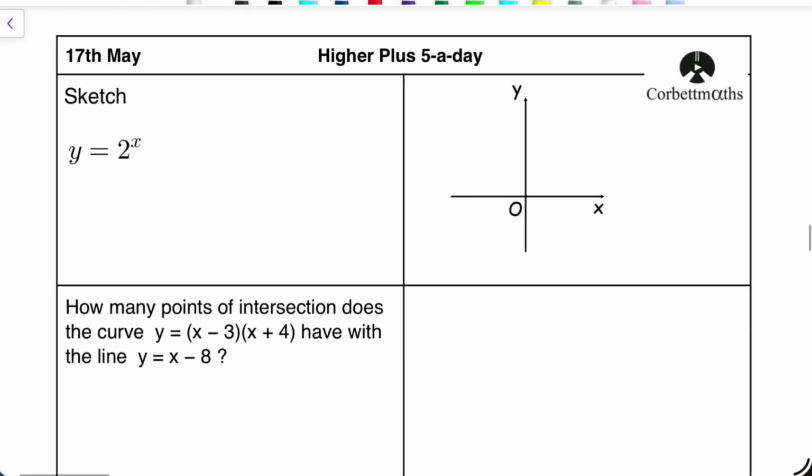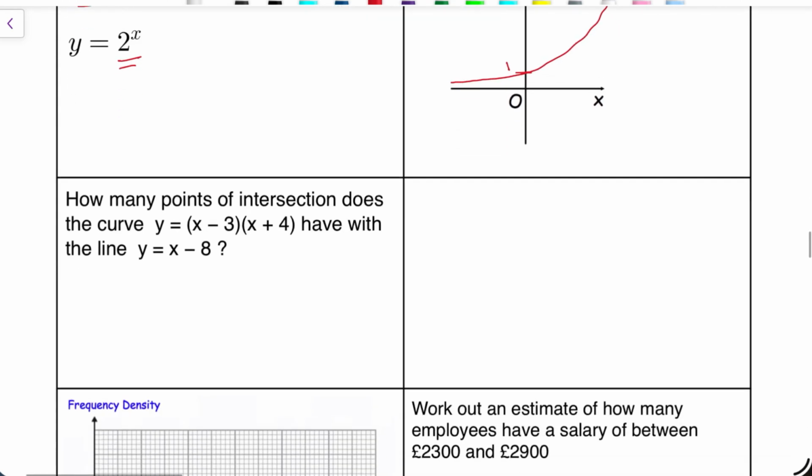Okay, so the first question is a sketch question, and it's one of these skills that I know most people don't like, but it actually saves you a lot of time in the exam if you're very quick at it. So I know 2 to the x is an exponential curve, and so it's going to go upwards like this, and the only thing that matters when you draw this one is that it goes through the point (0, 1), and that is it. A couple of easy marks in an exam.